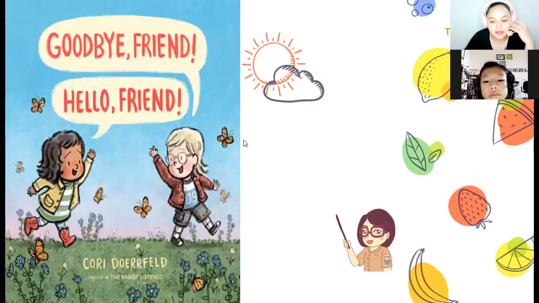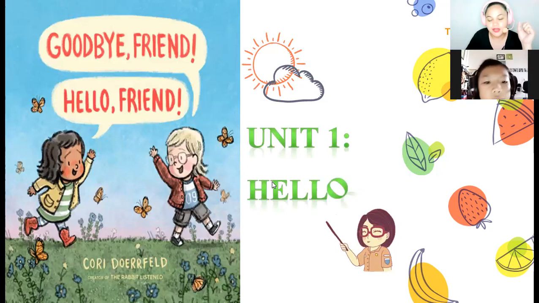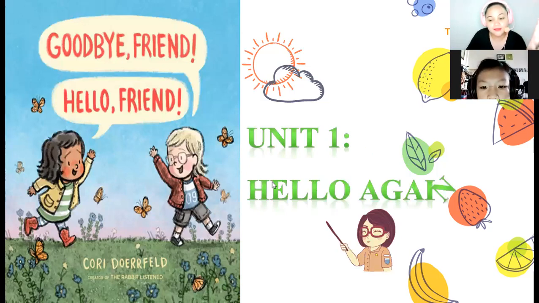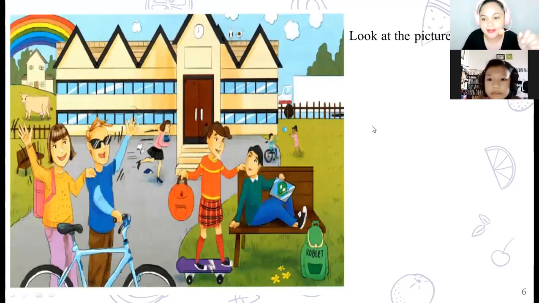So here, look at this one, Anna. This is our lesson for today. It's about Unit 1. Can you read it, please? Unit 1. Hello again. Okay. So on the first part of this lesson, I want you to look at the picture, okay, Anna?